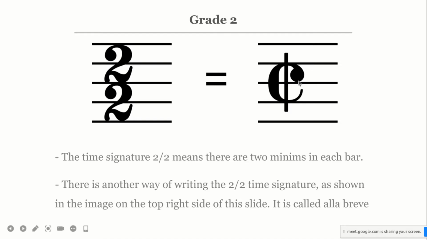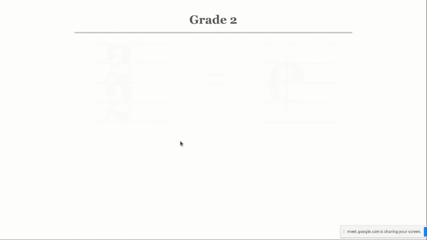You remember the C like this without a stroke meant common time in grade 1, and it also meant 4/4. Now when it has a stroke crossing from the top to the bottom, that means 2/2, and the other name is alla breve. So if you find it in the questions, it's alla breve, and it means the same thing as 2/2.